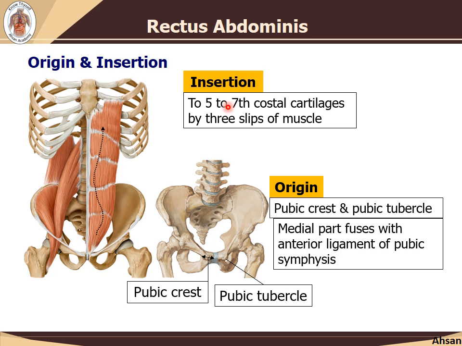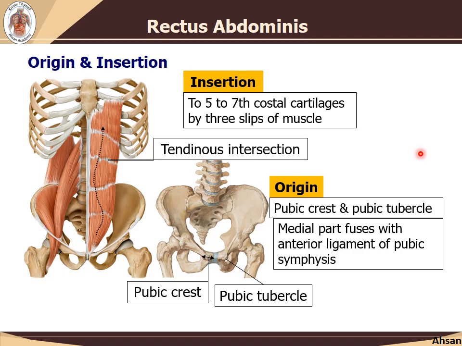These fibers are inserted into the 5th to 7th costal cartilages of the ribs. Up to the 7th, you know that this is attached to the xiphisternal junction. Then the 6th and 5th give attachment to this rectus abdominis muscle.